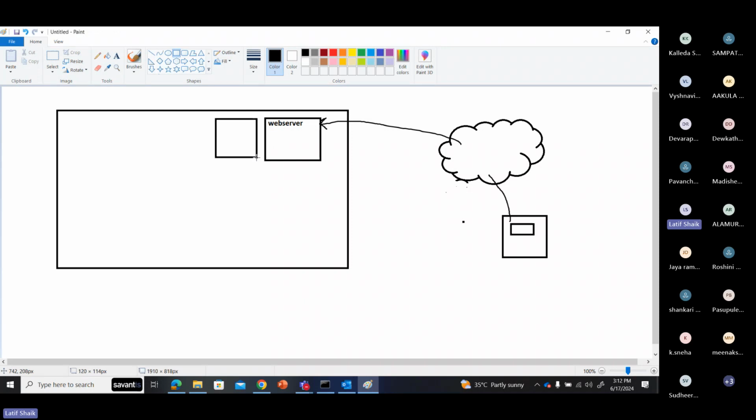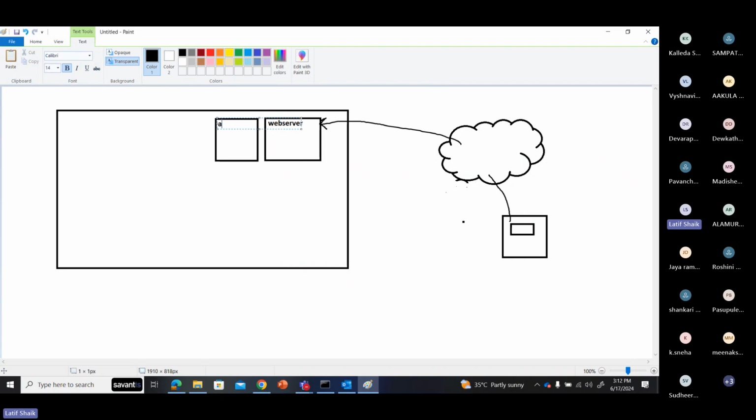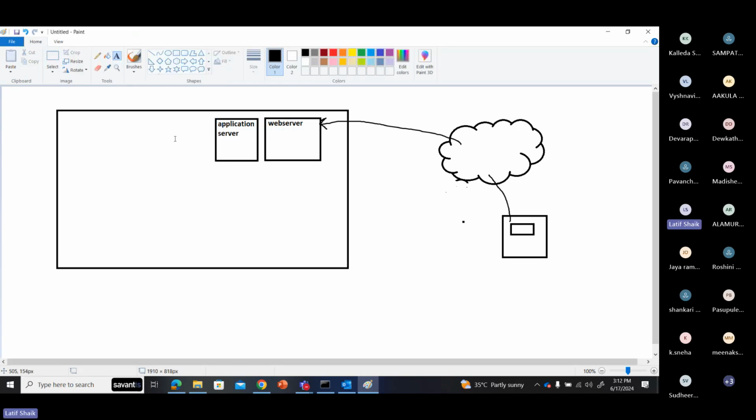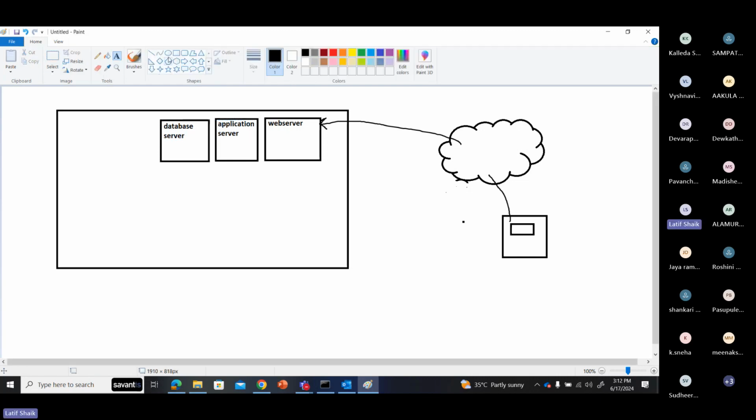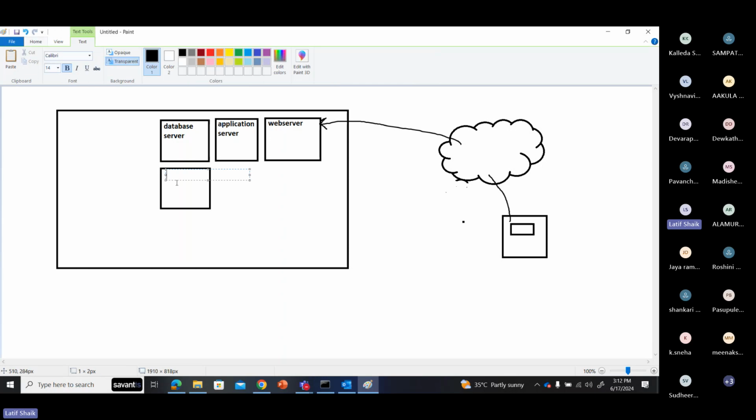The application runs in an application server. It can be EJB, or maybe Tomcat-related, or a GlassFish server. It contains data. So where is the data stored? In a database server. It contains a lot of pictures and videos. So I will put in a separate storage to store your database, application data, and user information.